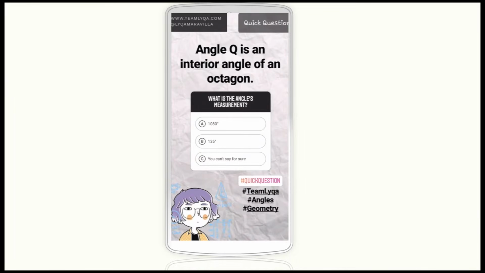Okay? Now, the question, angle Q is an interior angle of an octagon. What is the angle's measurement? Okay? And honestly, wala sa kalahati. Wala nga sa 30% ang tumama. So, pag-uusapan natin yan ngayon. Now, let's go to the basics muna.